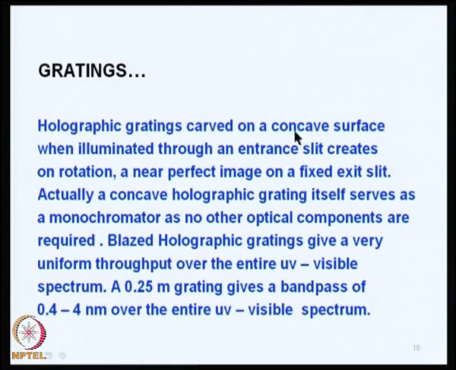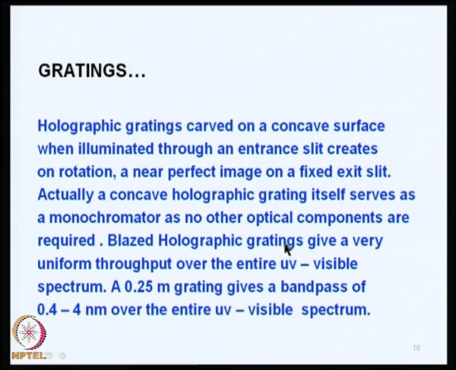Now, holographic gratings carved on a concave surface, when illuminated through an entrance slit, of course, you will have to illuminate it through the entrance slit only. On rotation, it gives you a near perfect image on a fixed exit slit. Actually, a concave holographic grating itself serves as a monochromator. You do not need anything else, because the grating is pure, there are no distortions, and there will be perfect concentration of the radiation that falls and is reflected, and it will be collected at the focal point of the concave grating at the exit slit. So, that itself serves as a monochromator, because you do not need any other optical components. So, the cost will be less, and the spectrum radiation you get is so much purer.